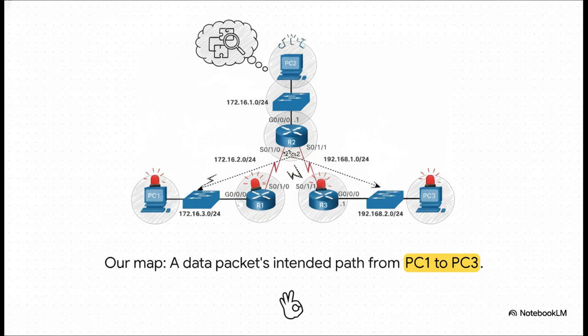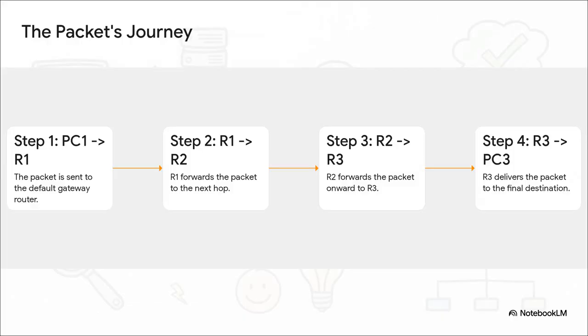And those boxes in the middle, R1, R2, and R3, those are the routers. Think of them as the traffic cops who direct our little packet along the way. So the journey begins. PC1 bundles up its message and sends it out the front door, which in the network world is its default gateway, router R1. You can think of R1 as the local post office for PC1's entire neighborhood. It's the first stop for any mail going out.